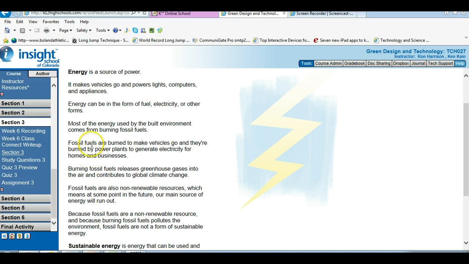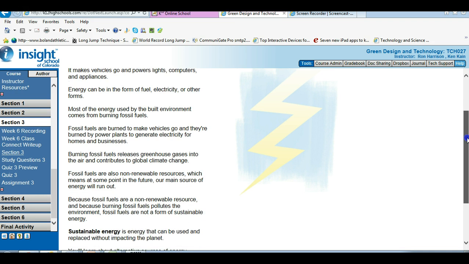So energy makes vehicles go, makes lights come on in your house, computers and appliances work, and things like that. So fossil fuels are burned to make vehicles go. They're also burned in power plants to generate electricity for our homes and for our businesses. And fossil fuels, some of the things it does, it releases greenhouse gases into the air that can contribute to global climate change. They're non-renewable, which means that they're going to be gone eventually. We'll run out of oil, we'll run out of coal.